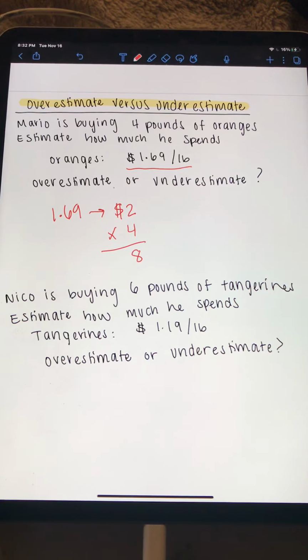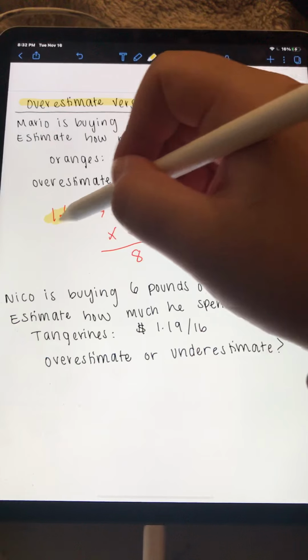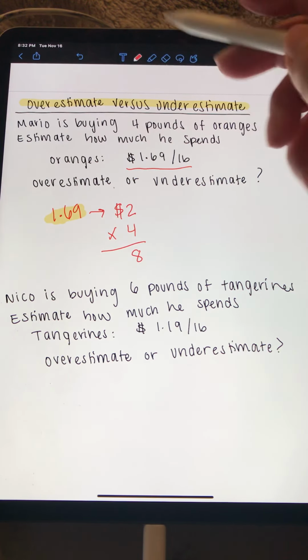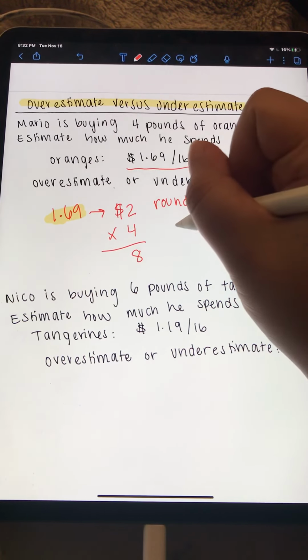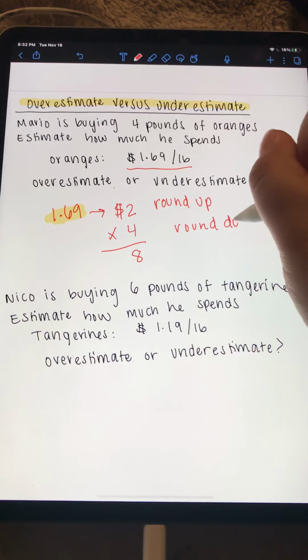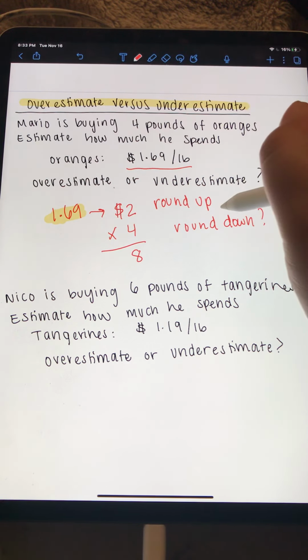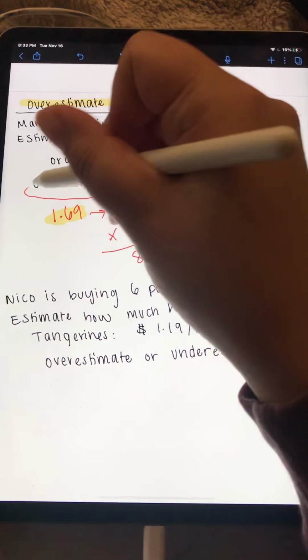So now we have to think about, is this an overestimate of the actual cost or an underestimate? And we need to think about, well, what did we do to our value? $1.69. Did we round up, or did we round down, right? Well, in this case, we went from $1.69 to $2, right? So we went up in value, so we rounded up. And when we round up, we're going to get an overestimate.